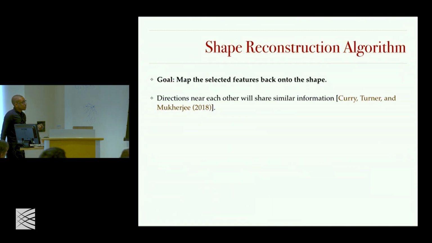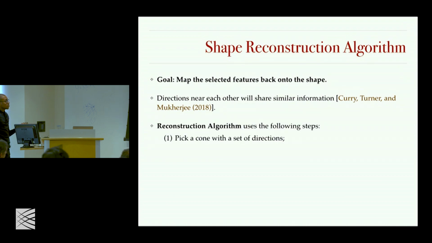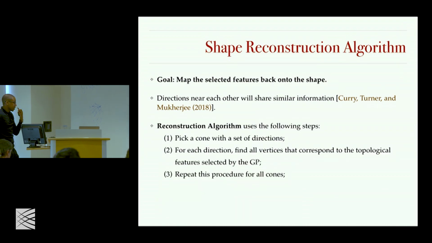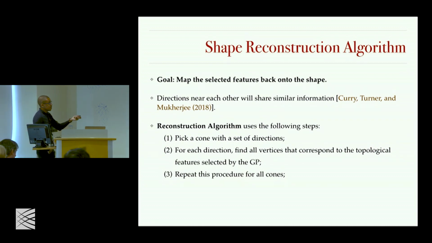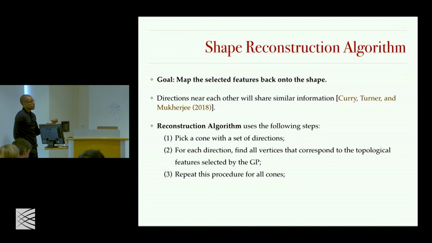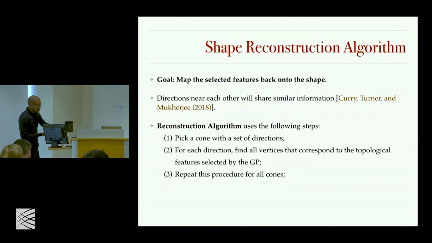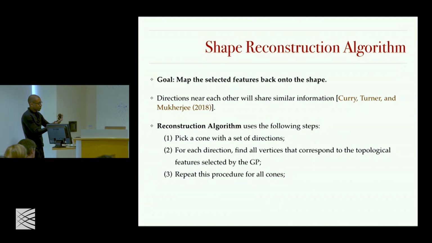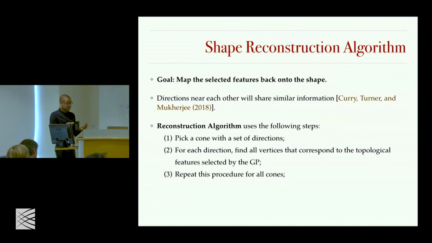The goal of Sinatra, obviously, is to map selected features back onto the original shape. There's this cool idea from Kate Turner, Justin Curry, and Sayan Mukherjee, where they showed that if I take directions as my sweeps across the shape, directions within a cone of each other share relevant information. And so you can utilize that to create this nice reconstruction algorithm I'm going to show you.